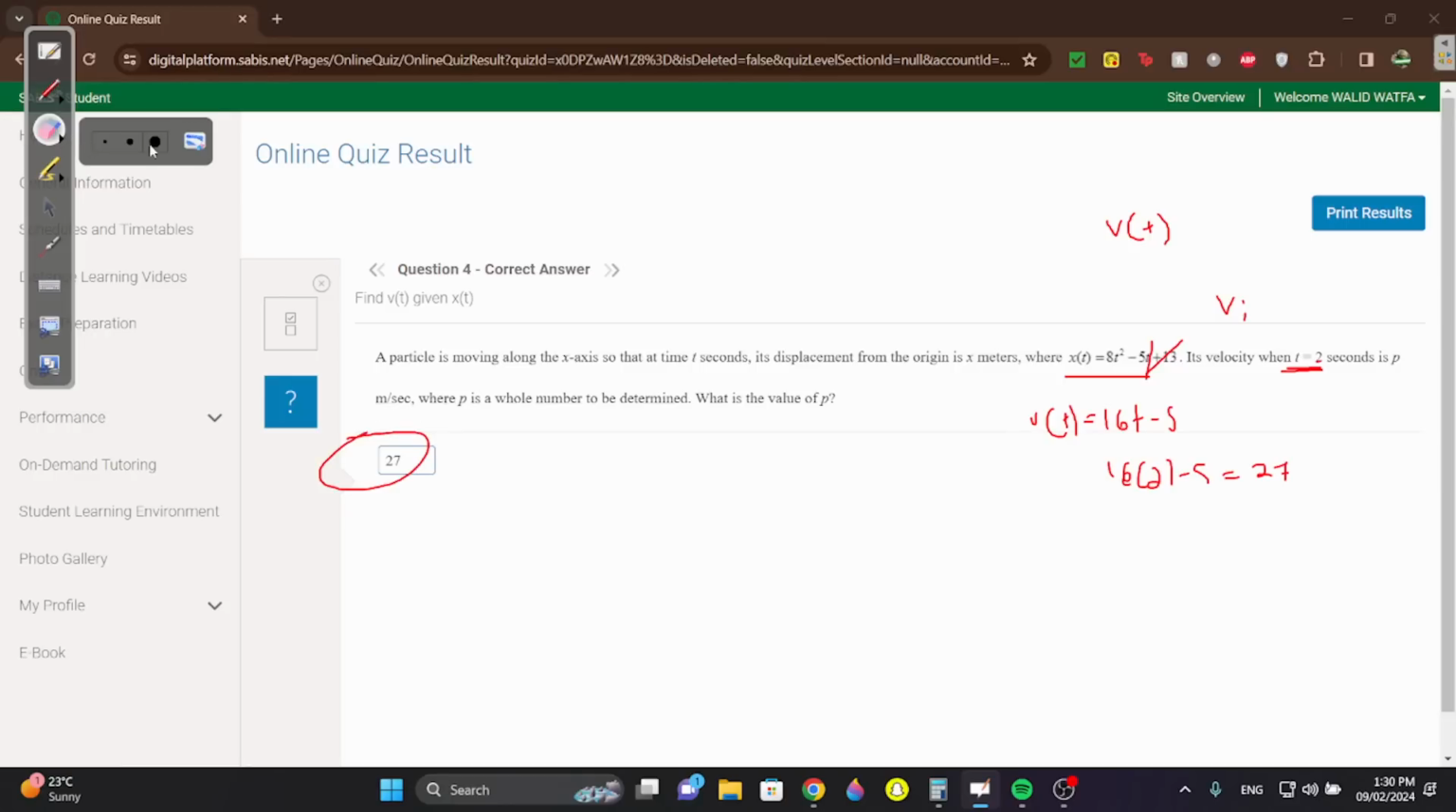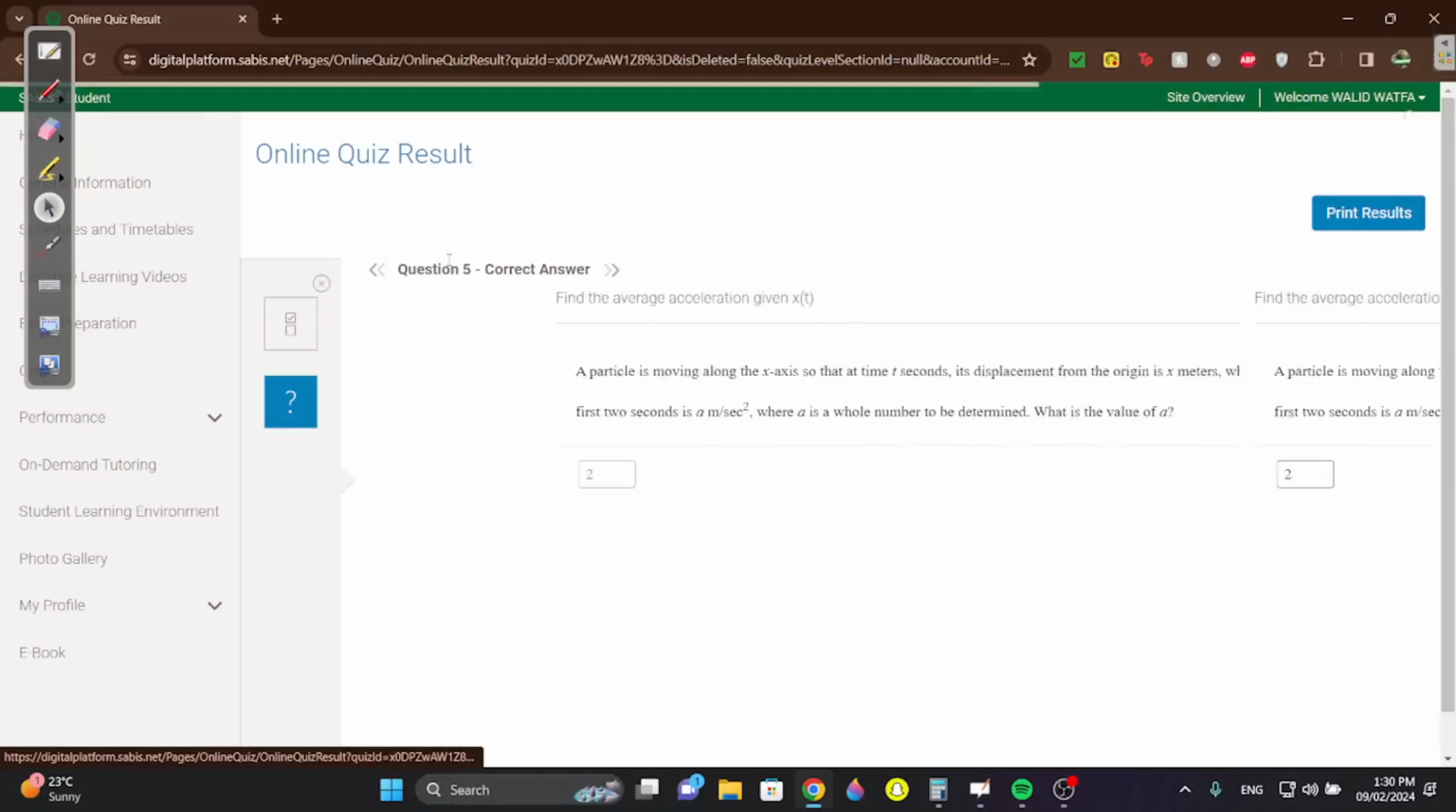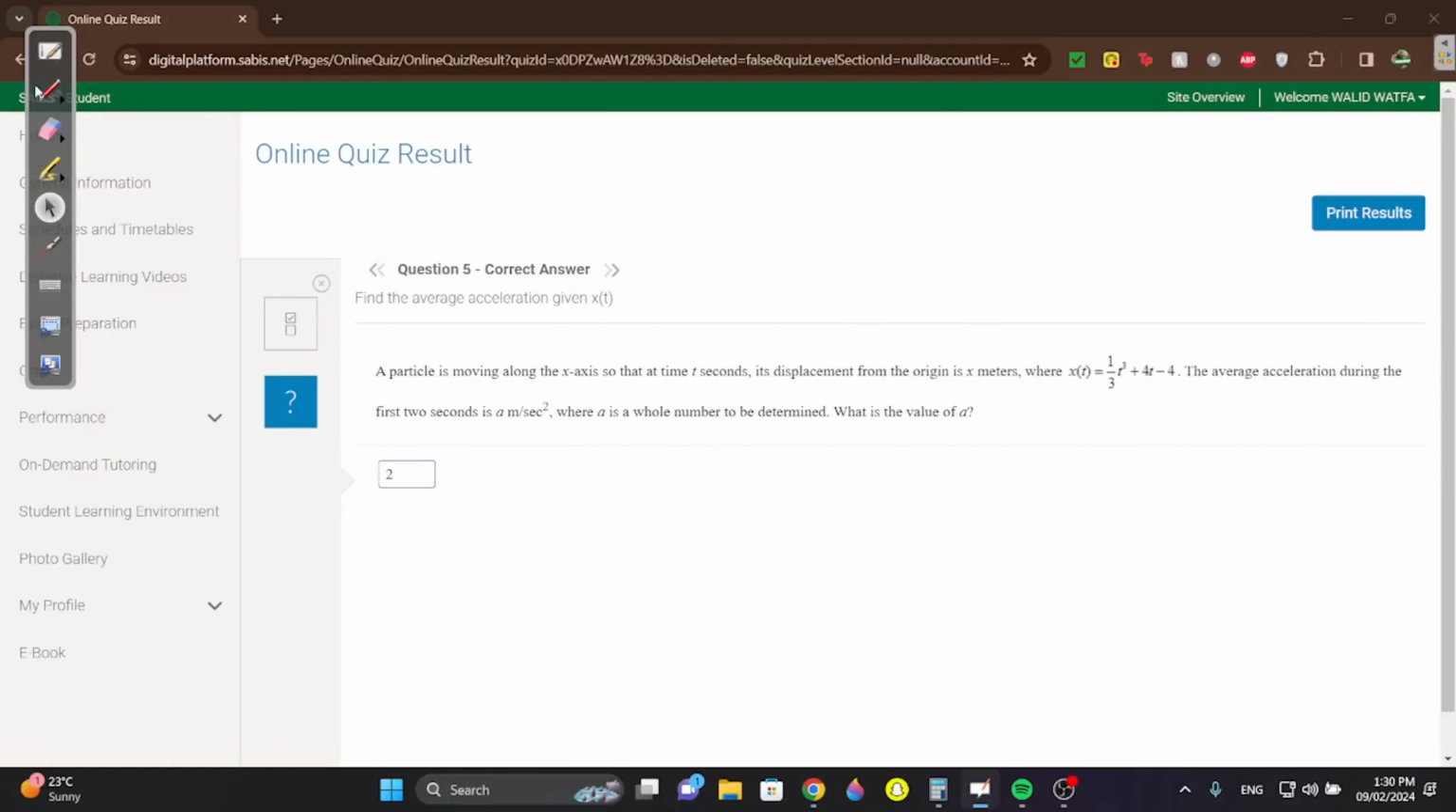Okay, question 5. They gave you, these are all AMS questions, x(t) equals 1 over 3 t cubed plus 4t minus 4. They want the average acceleration during the first 2 seconds, so at 0 seconds and 2 seconds. If we want average acceleration, we need to find the v(t) first, which we find by 3 times 1 over 3. The 3 cancels the 1 over 3, so it's going to be 1. Reduce the exponent by 1 to be t squared. 1 times 4 is 4, and the exponent goes, and minus 4 is gone, it doesn't have an exponent. So t squared plus 4 is your v(t).